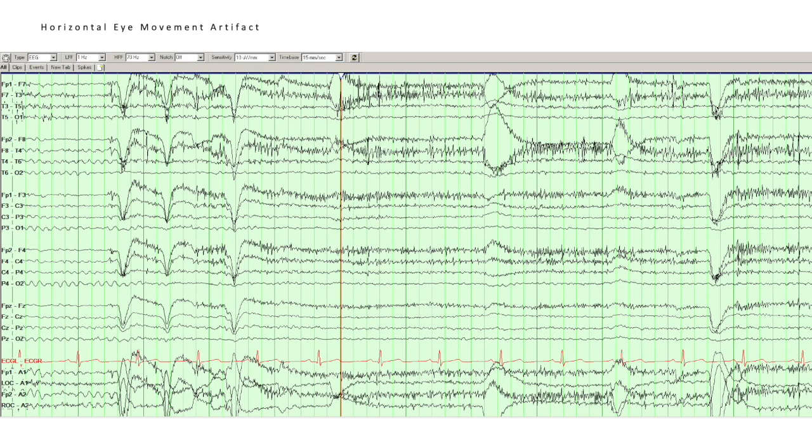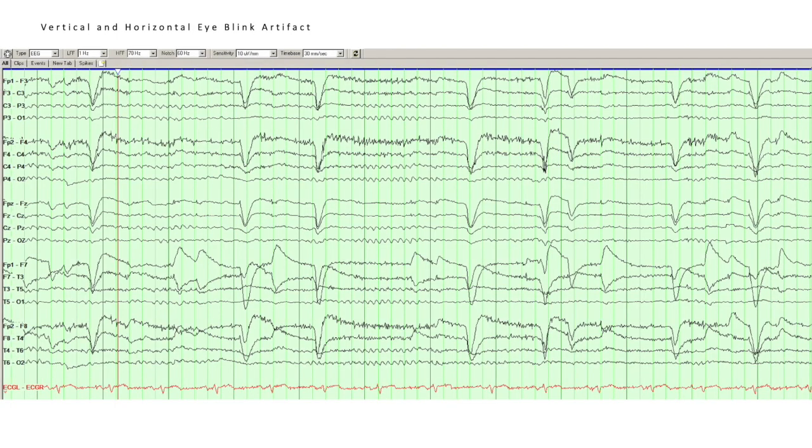Here's an example of that phenomenon. If you look here where the cursor is, you'll see that in the left F7 electrodes, there is a positive polarity discharge, whereas in the right F8 region, there is a negative polarity. This is because the patient is looking to the left.